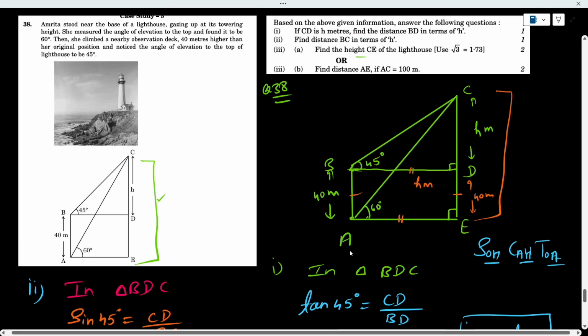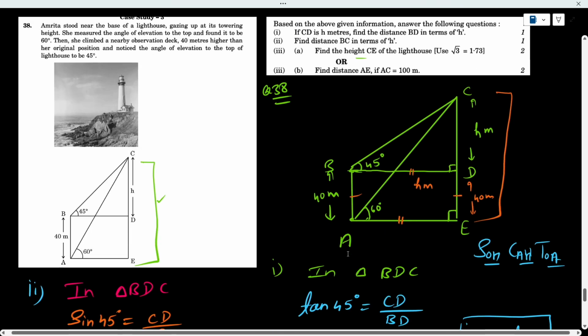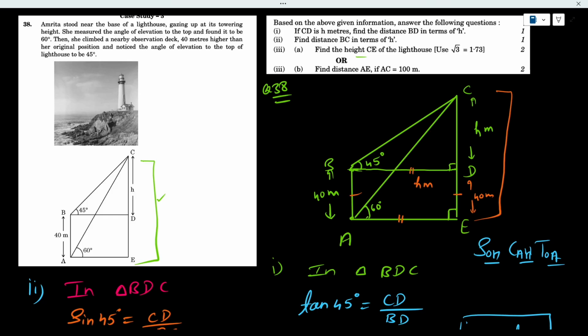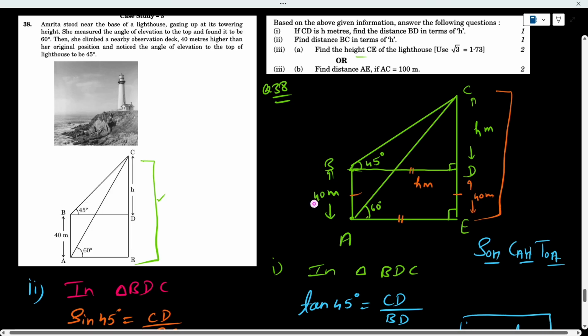There's one more part in this question, a bit. Find the distance AE when AC is 100 meter. So here they have already given this. We need to find out AE; AC they have given as 100 meter. Now to get AE, which ratio are you going to use here? We can use adjacent by hypotenuse, which is nothing but the cos rule.